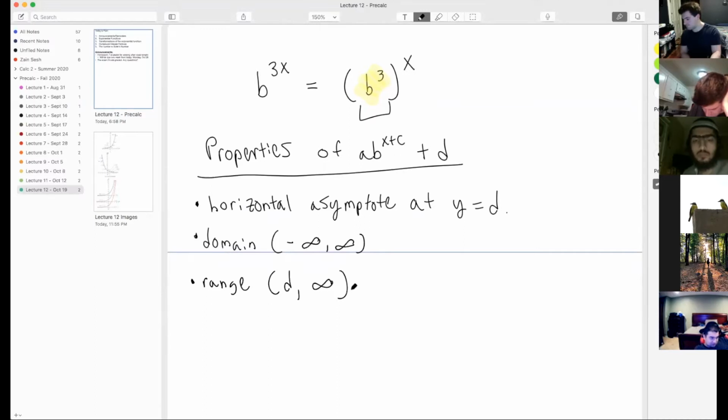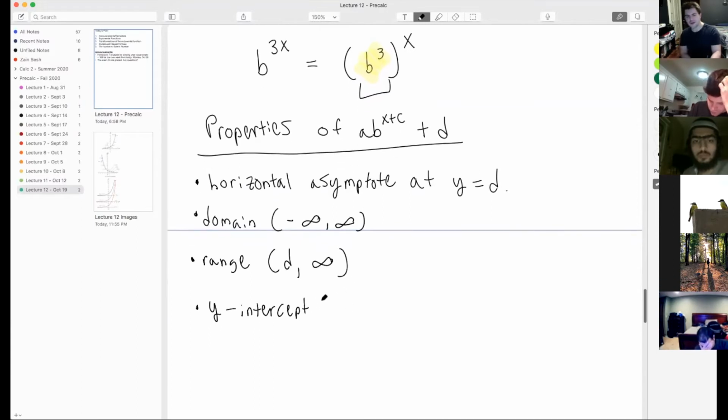All right, how about the y-intercept? Just recall, to find the y-intercept, you just have to plug in x equals 0.